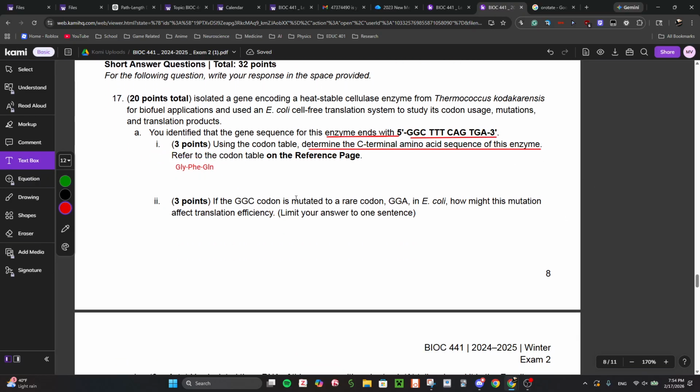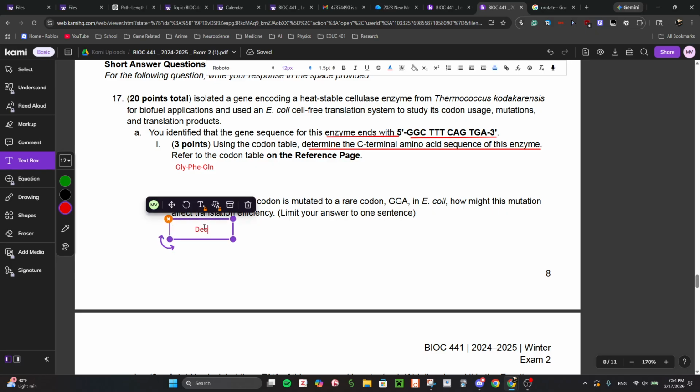If the GGC codon is mutated to a rare codon, how would it affect translation efficiency? It would decrease because if it's a rare codon, there's not going to be much of that tRNA present, so it slows down translation, something along those lines.